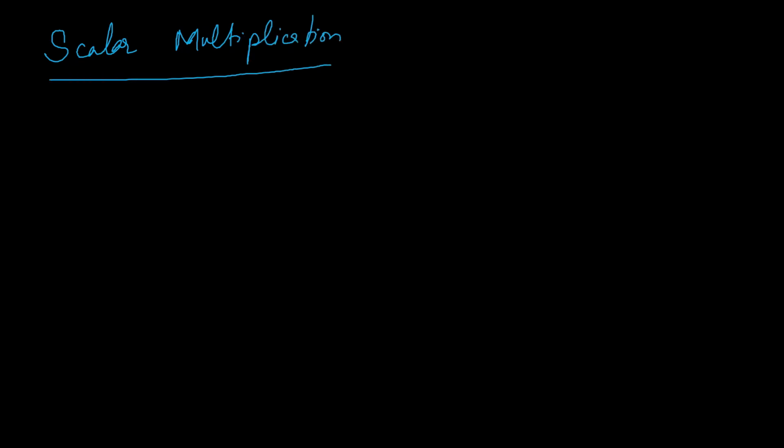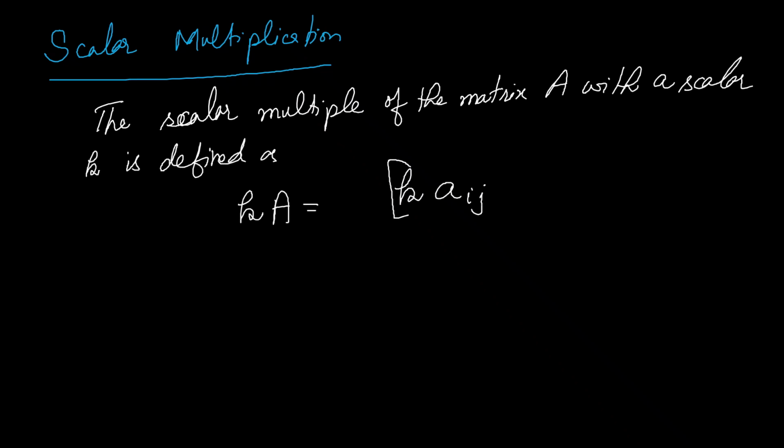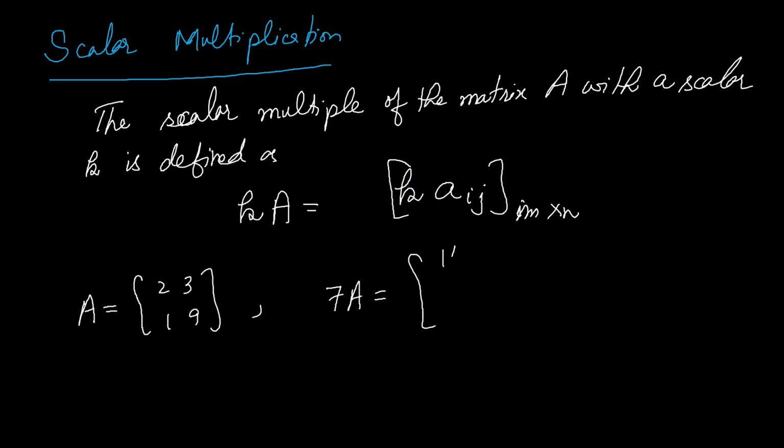Another matrix operation is scalar multiplication. Scalar multiplication is basically the multiplication of a single element from the field to the whole matrix. So if K is a scalar and A is a matrix, then the scalar multiplication of A with K is defined as the multiplication of K with all the elements of the matrix A. If A is a 2 cross 2 matrix, then we can find 7 times A as this matrix.